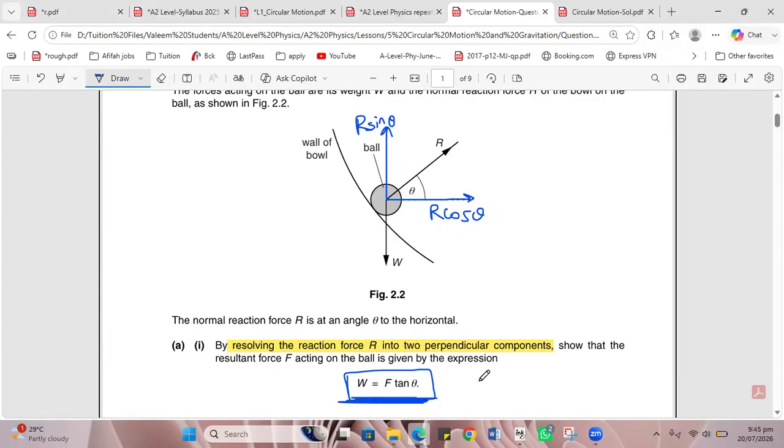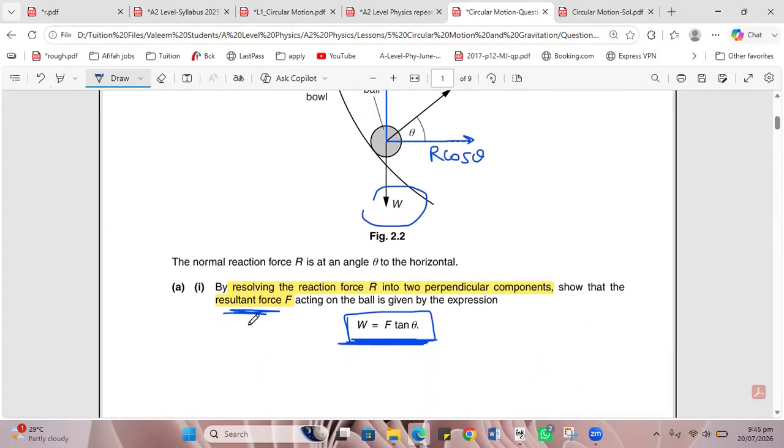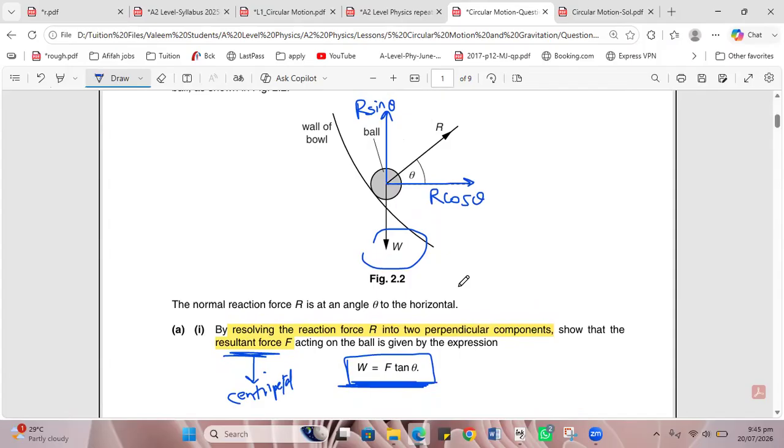W equals F tan theta. What is W? Let's identify all the forces. W is the weight of the ball. F, what is F? Here it is. It says F is the resultant force. Meaning, in other words, F is the centripetal force, right? How do I know it's the centripetal force? Because in circular motion, the resultant force is the centripetal force.